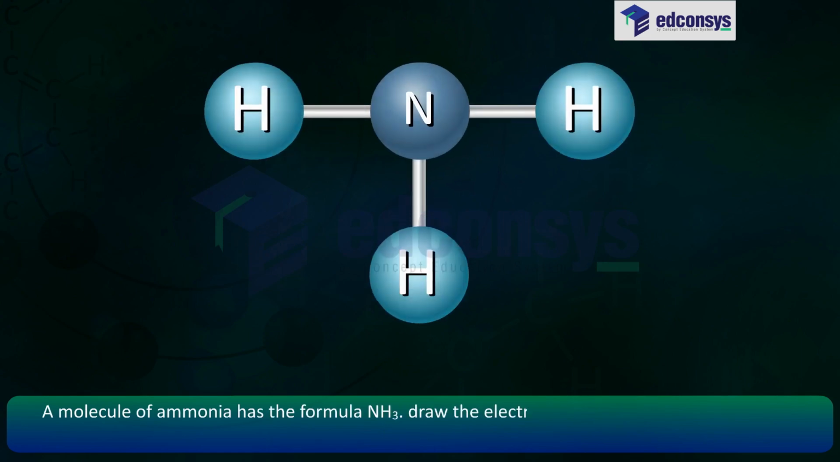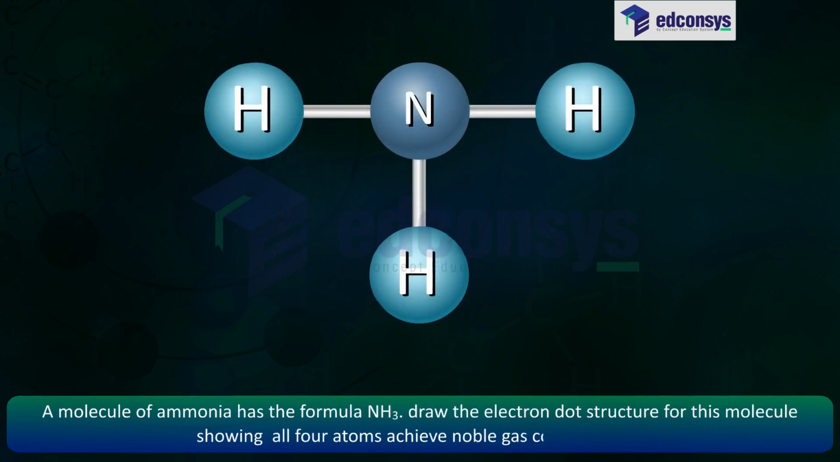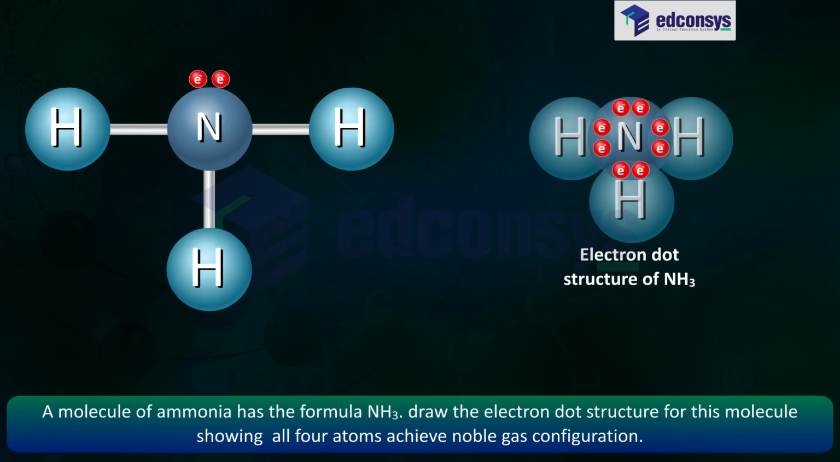A molecule of ammonia has the formula NH3. Draw the electron dot structure for this molecule showing all 4 atoms achieve noble gas configuration.